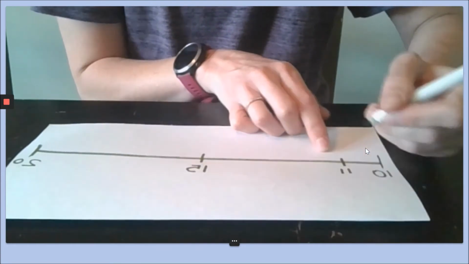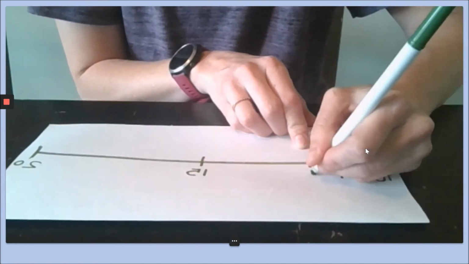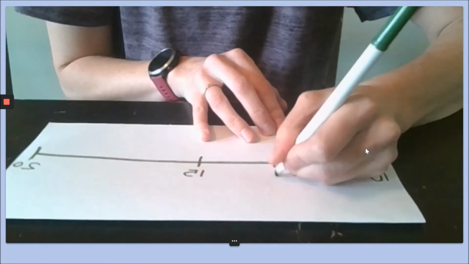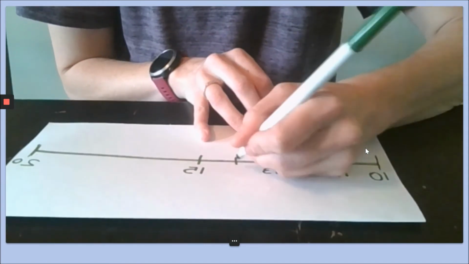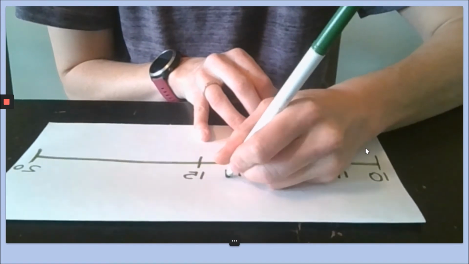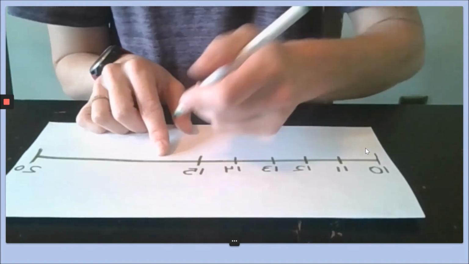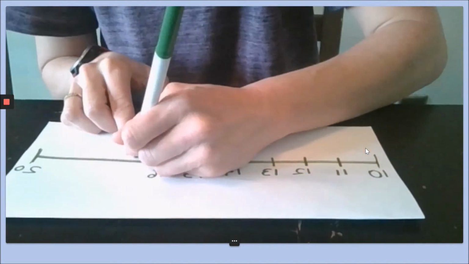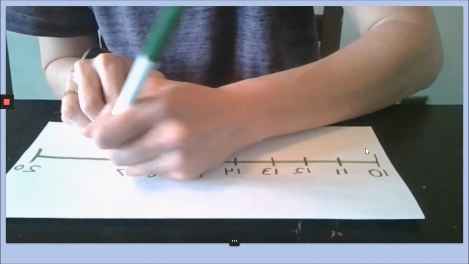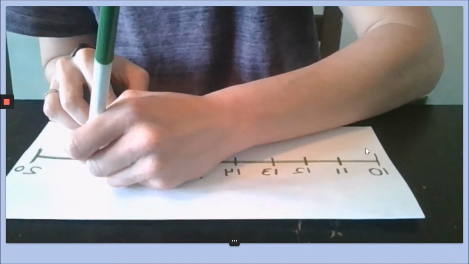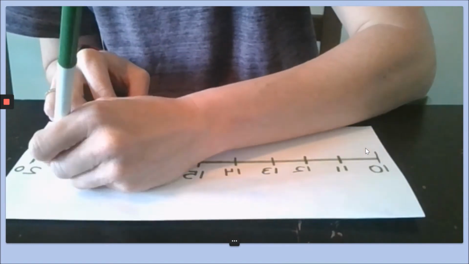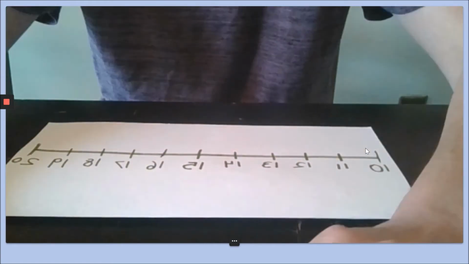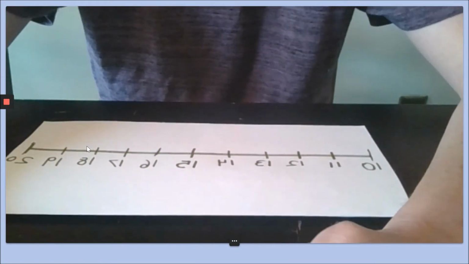11, 12, 13, 14. I already have 15. 16, 17, 18, 19. Okay, so when you're ready, go ahead and start the video. If you need to pause for a second, that's just fine.